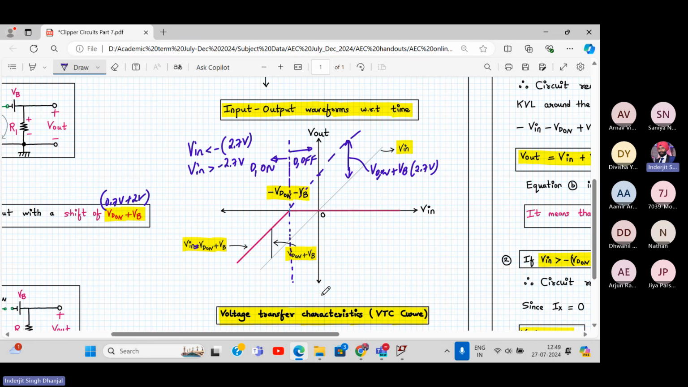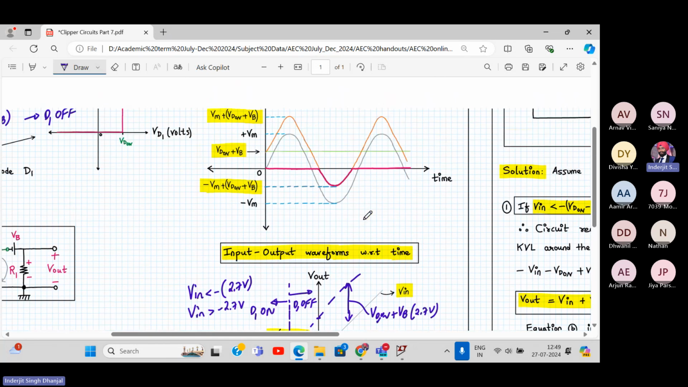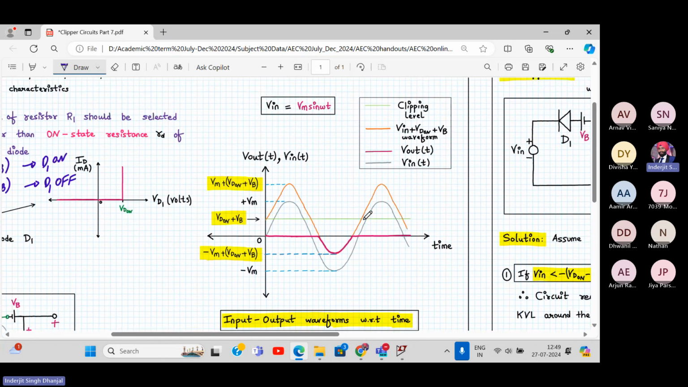And here it is off. Okay. Let's transfer this to the VTC, the input output characteristics. Here it is. Now, just substitute V in plus VD1 plus VB curve. Here substitute V in equal to 0. So what is my level now? VD1 plus VB, this is the 2.7 volts line. Okay, with respect to that, draw this waveform.